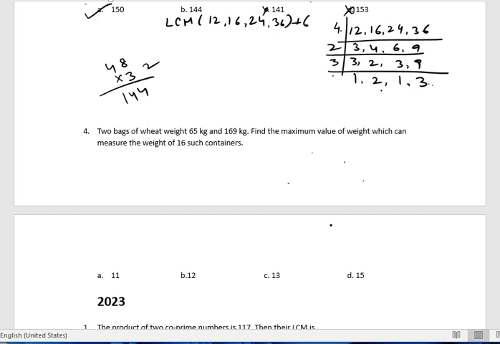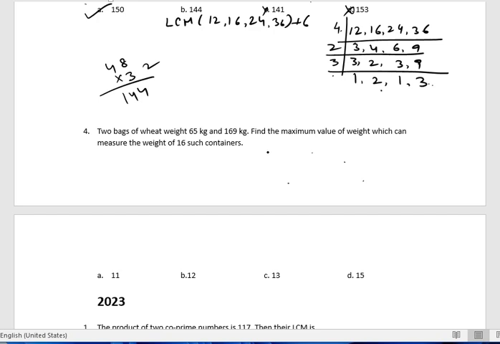Two bags of wheat weighing 65 kg and 169 kg. Find the maximum value of weight which can measure the weights of 16 such containers. See students, here 16 is immaterial because if 2 bags of 65 and 169 can be measured, then even 16 bags of such type or 100 bags of such type can be measured. So we have to find out the HCF of 65 and 169.